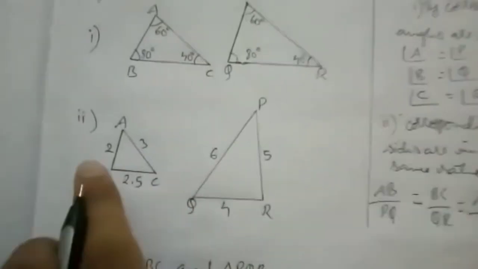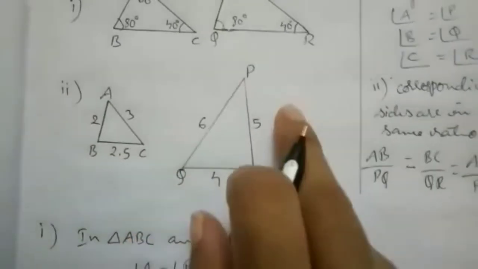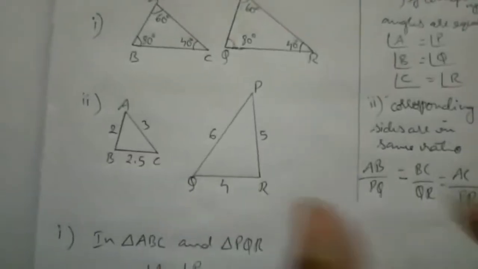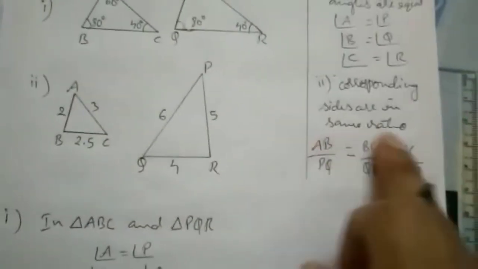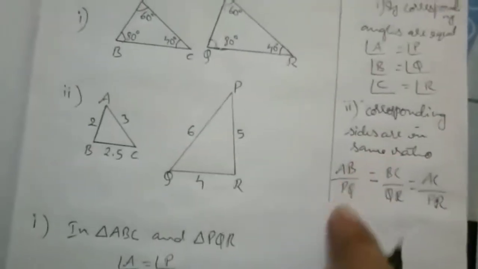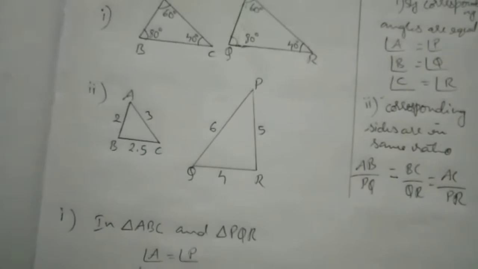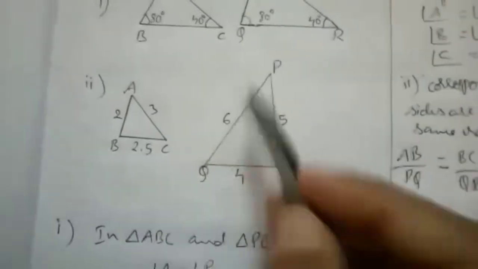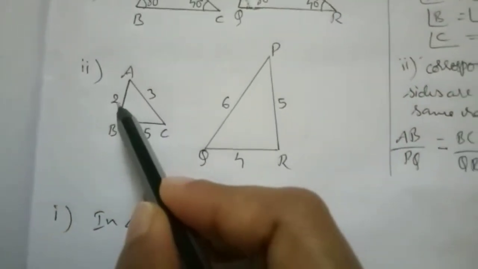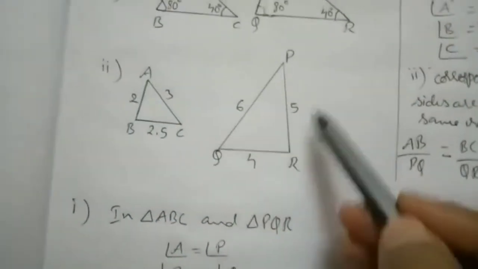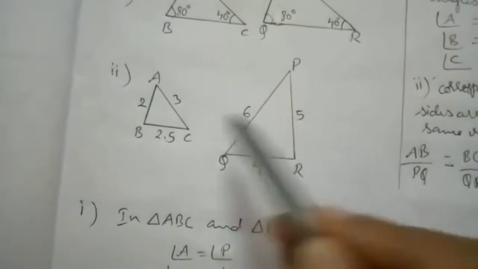Now observe the triangles here. Here ABC and PQR, they have given 2, 3, 2.5, 6, 5, 4. Angles they have not given, they have given the sides. Corresponding sides should be in the same ratio. So we'll see whether we get the same ratio. Don't check like this only, in the same order.